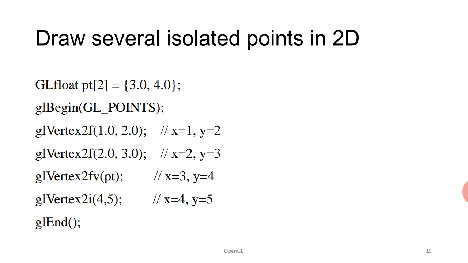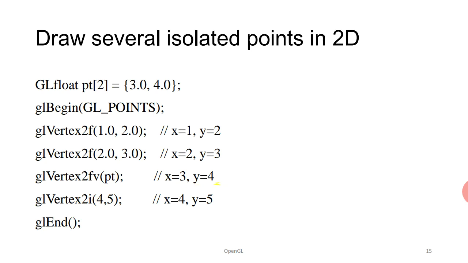For example, we want to draw 4 points. So you will start again using glBegin. Because we want to draw points, the parameter is GL_POINTS. The first vertex is drawn using glVertex2f, and the x coordinate is 1 and y coordinate is 2, that is specified by 1.0, 2.0. Similarly, the second point has x and y coordinates 2 and 3. So the function is called as glVertex2f 2.0, 3.0. Third point has x coordinate 3 and y coordinate 4.